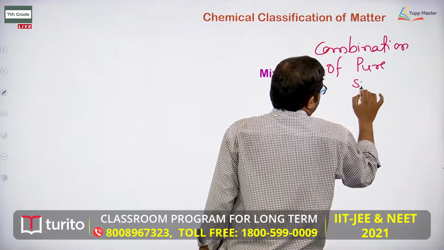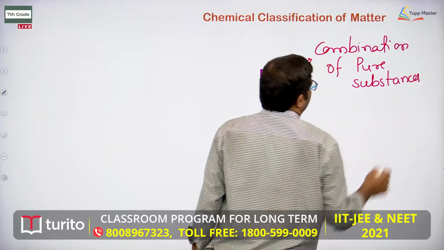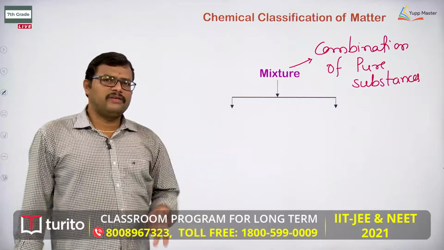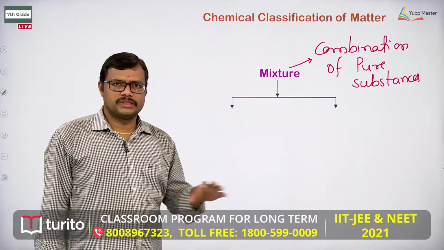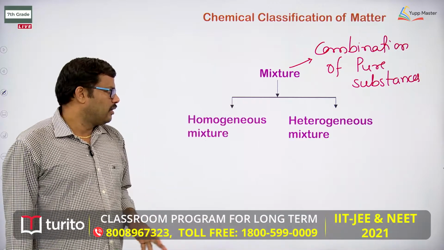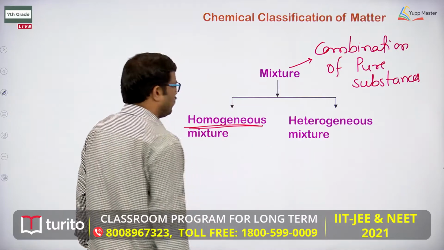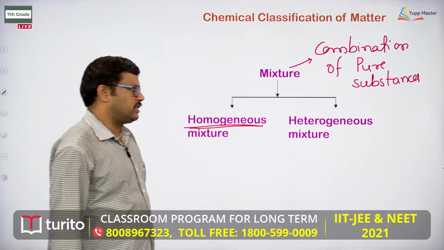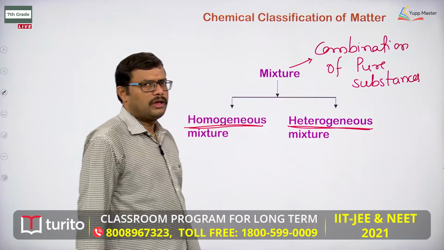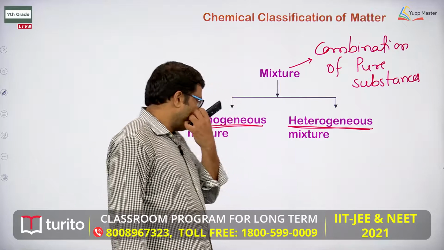Pure substances, for example, two or more pure substances, when they combine together, we end up with the formation of a mixture. Mixture is further divided into two categories. The first one is called homogeneous mixture. The second one is called heterogeneous mixture. What do you mean by homogeneous mixture and what do you mean by heterogeneous mixture?